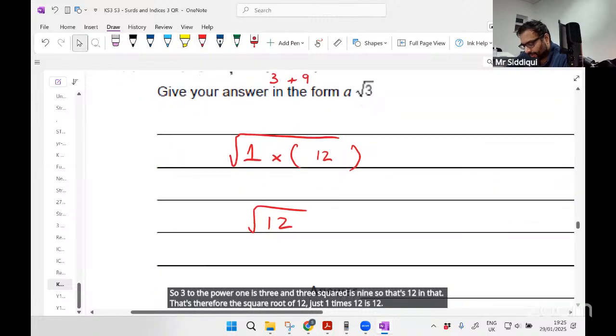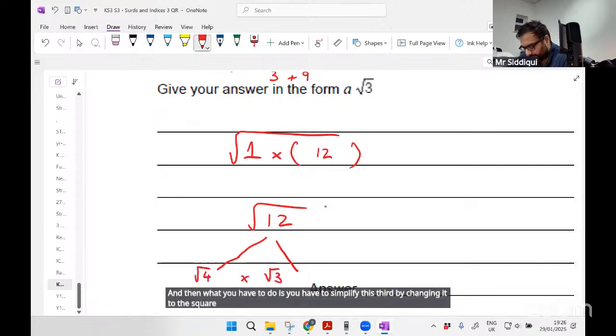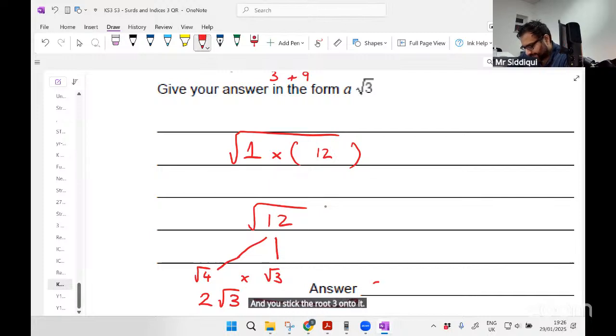And then what you have to do is simplify this surd by changing it to the square root of 4 times the square root of 3, because that's what that can be. And the square root of 4 becomes a whole number, 2. And you stick the root 3 onto it, and therefore that is your answer for that slightly complicated third question.